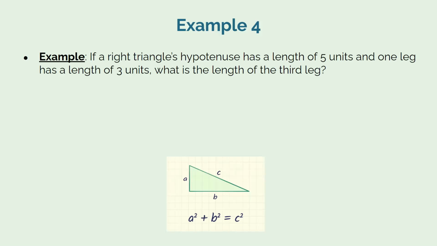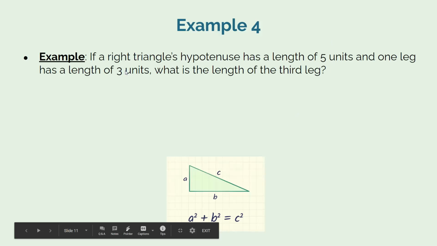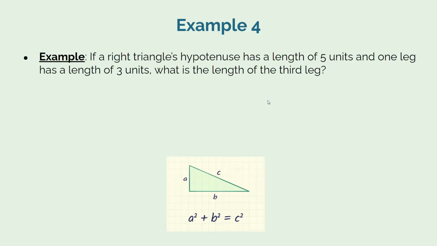And for this question, you should just plug in the values of 5 and 3. You should use the value of 5 for C and the value of 3 for A or B. It doesn't really matter. And then you can solve for the remaining one.